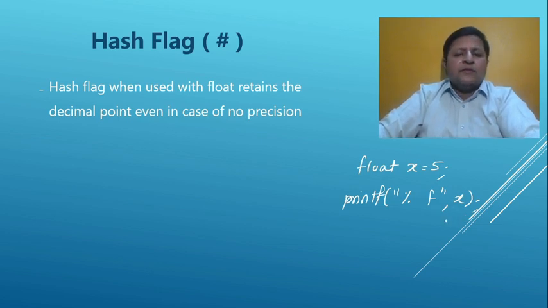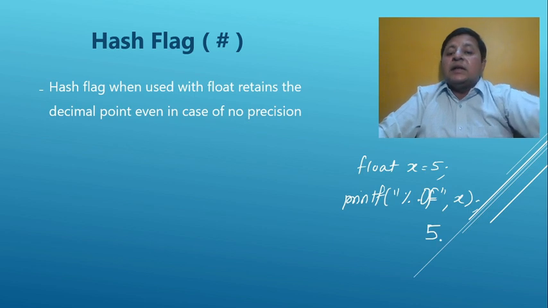I hope you remember, by default the precision is 6. Now suppose I have done this: %.0f. Okay, the point is gone. Let me adjust. %.0f means I want 0 precision. So as per the rule, the output will be 5.